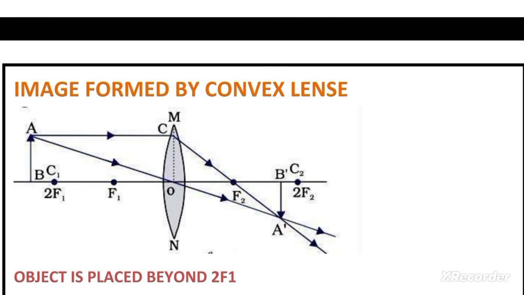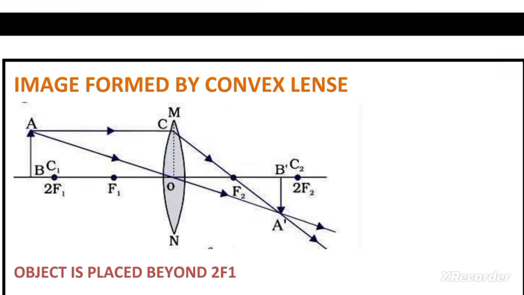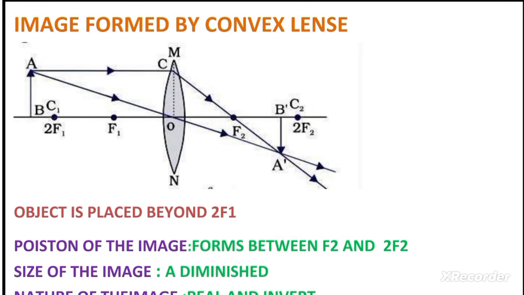Next, 3 marks question, most important: image formed by a convex lens. Object is placed behind 2F1. Here the object is placed behind 2F1, in the back side. Position of the image: where the image of the object forms is between F2 and 2F2.